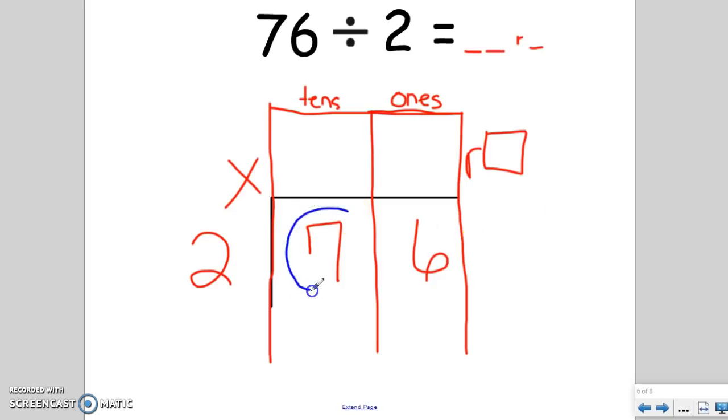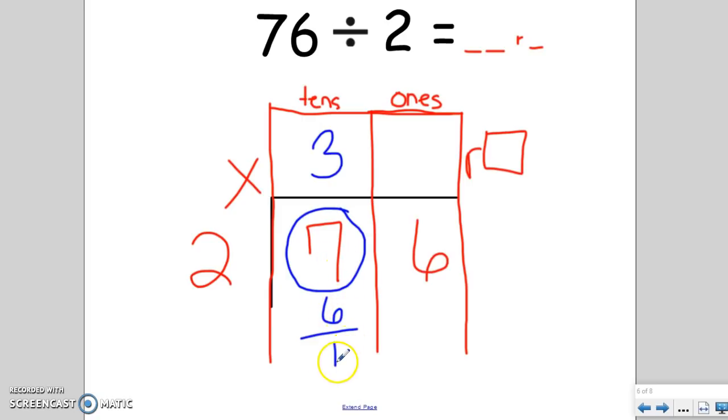So here we go. First time my target is 7, not a very big target. 2 times what gets me as close to 7 without going over? I can always start with 5. It's a nice middle number there, a nice middle digit. And 2 times 5 is 10. That's already too high. 4 would be 8. 3 times 2 is 6. I think that's the best I'm going to get. So 3 times 2, my target was 7, but 3 times 2 lands at 6. How far away from my target am I? I am 1 away, and I know that because 1 plus 6 is 7.